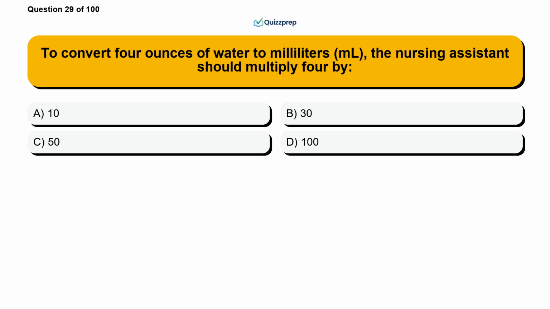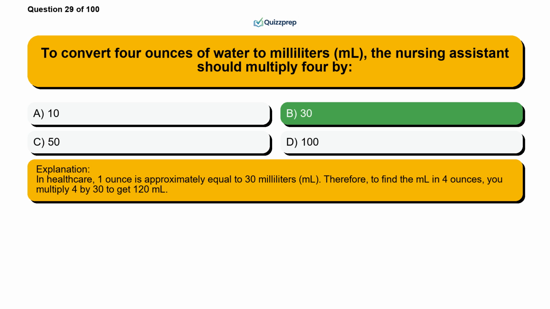Question 29. To convert 4 ounces of water to milliliters, ml, the nursing assistant should multiply 4 by: option A, 10, option B, 30, option C, 50, option D, 100. The correct answer is option B, 30. In healthcare, 1 ounce is approximately equal to 30 milliliters, ml. Therefore, to find the ml in 4 ounces, you multiply 4 by 30 to get 120 ml.